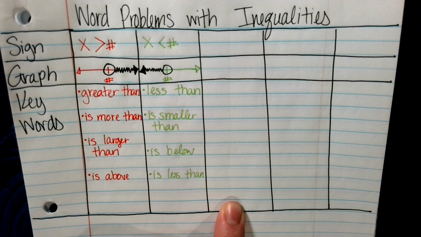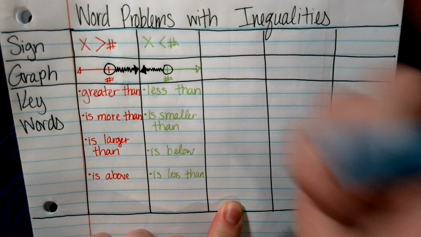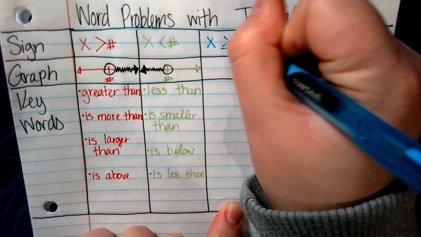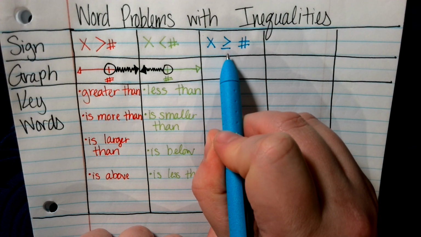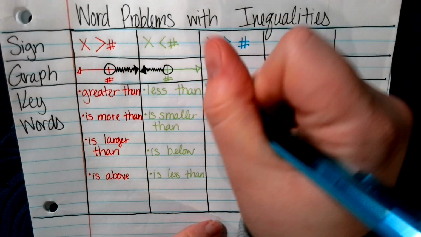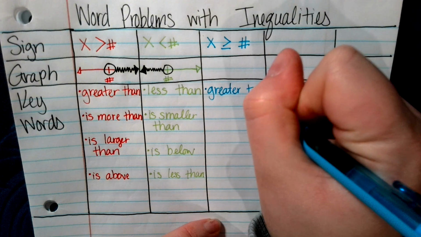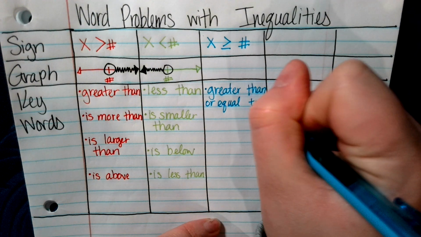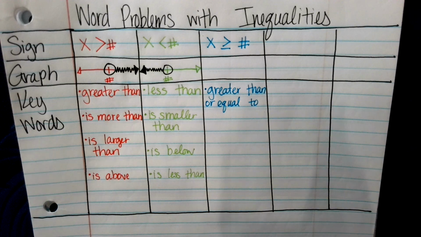Our third sign is going to be, what color do I want it to be? This color. We'll have x, this sign, some number. What is this sign called? It is called greater than or equal to. Remember, if it has that line underneath of it, that means it can also equal that same number.